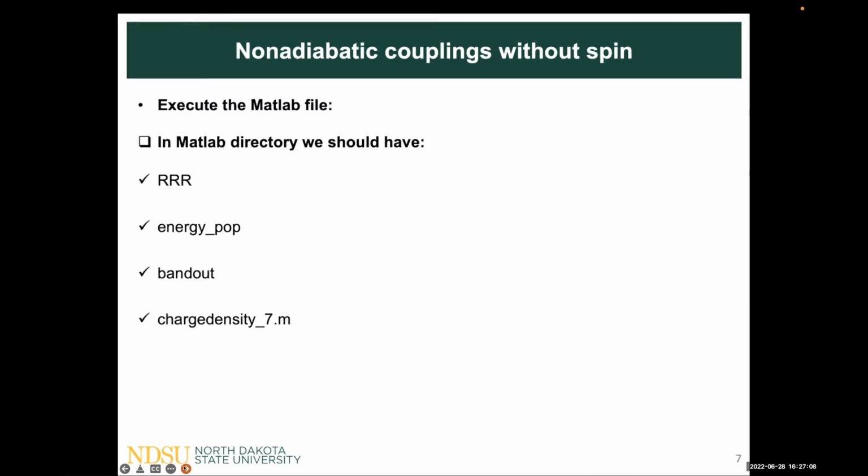To run that code, if you go to the MATLAB directory, you can find the charge density on line 7. As Hadassah mentioned, you just need to tweak the minimum and maximum orbitals mentioned in the energy gap. Also, you need the RRR file that we reviewed how to calculate last week. Also, you need the band out file. Next, please.